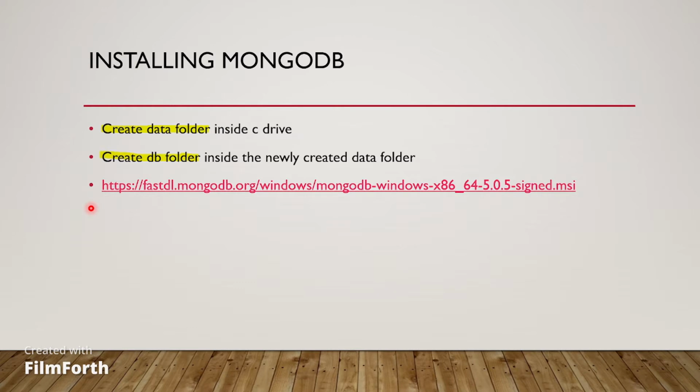Now to set up a database, we need MongoDB installed on our system. To do that, we have to create a data folder in our C drive and then a DB folder inside the newly created data folder. Then following this link, we can install the MongoDB.